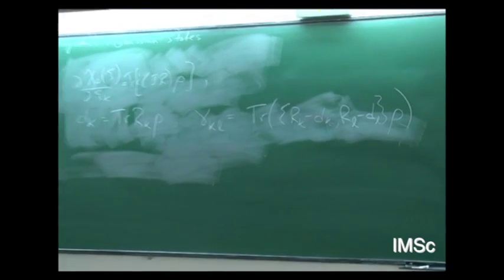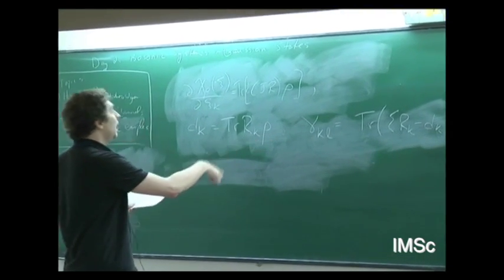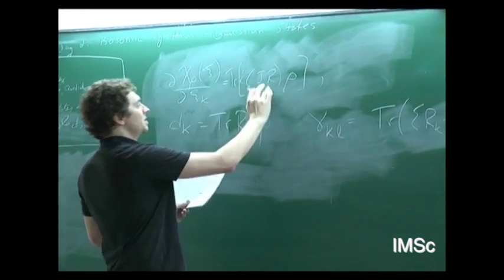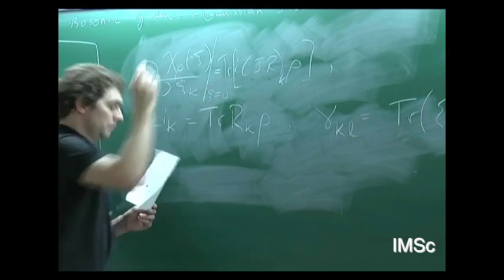Yes? Which one should be R_k? The derivative of the characteristic function. Yeah, well, this thing sub k. I want to say psi equals 0. Yes, there we go.